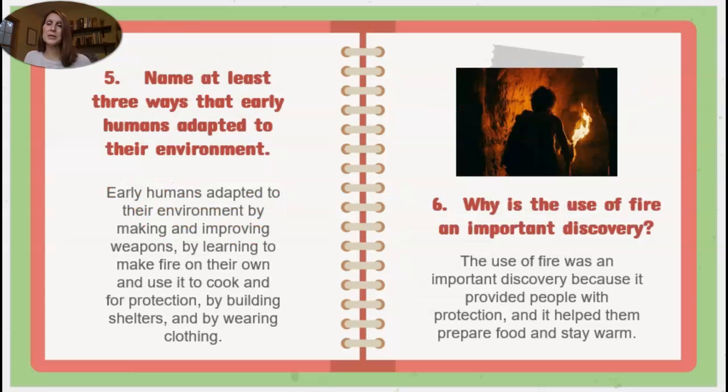Question number 5, name at least 3 ways that early humans adapted to their environment. Early humans adapted to their environment by making and improving weapons, by learning to make fire on their own and use it to cook and for protection, by building shelters, and by wearing clothing. Question number 6, why is the use of fire an important discovery? The use of fire was an important discovery because it provided people with protection. It helped them prepare food and stay warm.